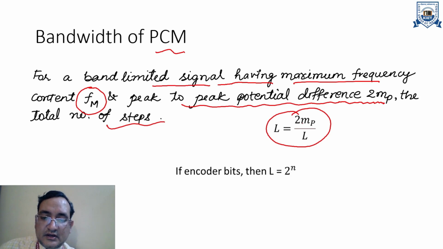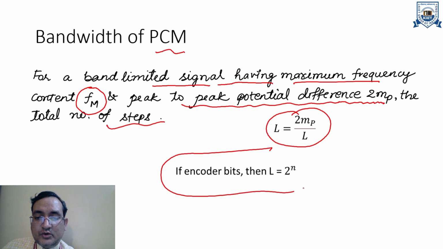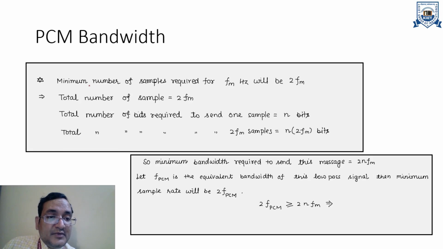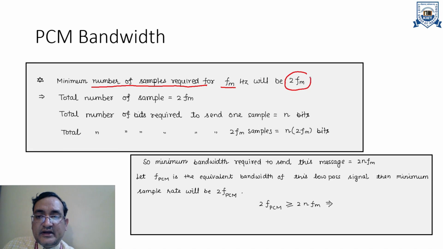Now the minimum number of samples required for fm. Definitely with the help of the sampling theorem, you can clearly identify the minimum required number of samples to recreate the signal, it will be twice of fm. No problem. The total number of samples is twice of fm, right? The total number of bits required, so L will be 2 to the power n. So n is the number of bits, that will be log base 2 of L. So to send one sample, you are using n bits, right?